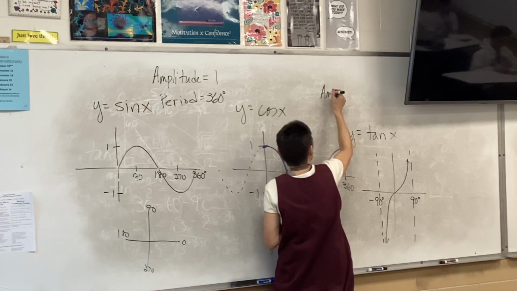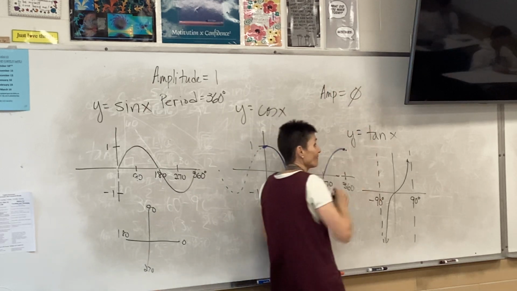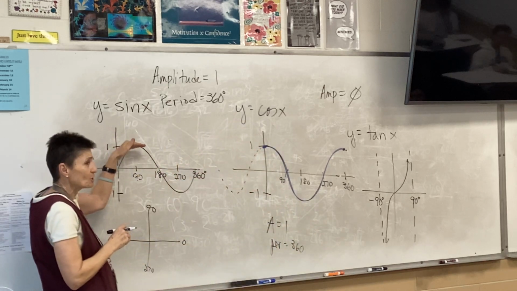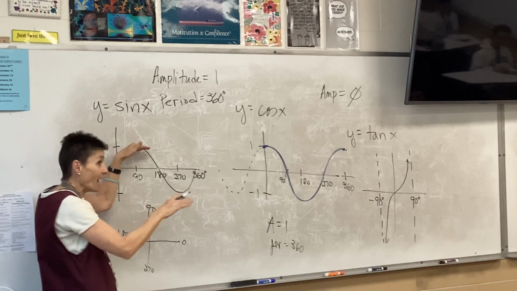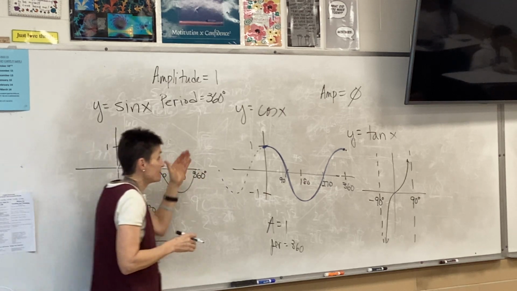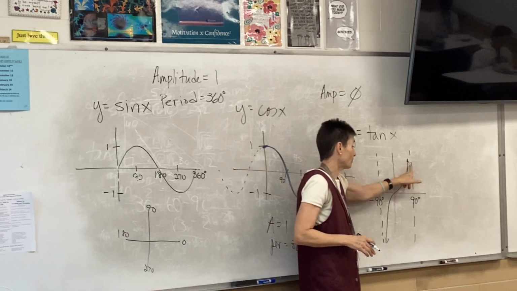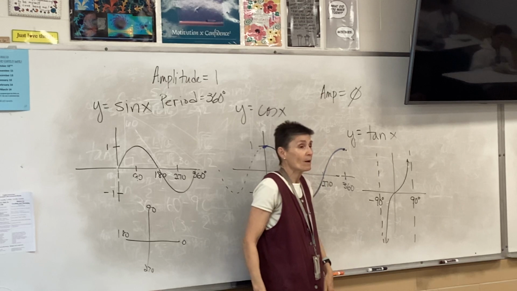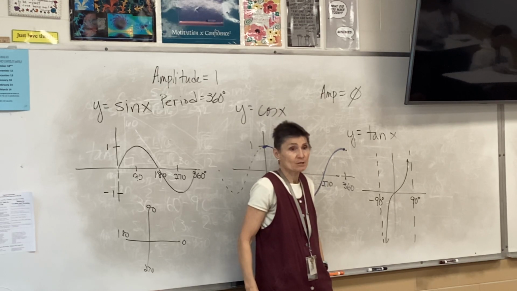The tangent does not have amplitude. Who remembers, what did I say? What's amplitude? What do I mean by amplitude? The height, right? The height of the wave, so just the height. Does tangent have height? See that arrow right there? Does it have height? No, it keeps going forever. There's no amplitude to a tangent.